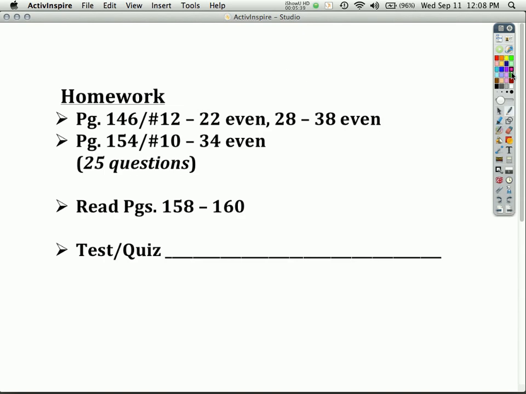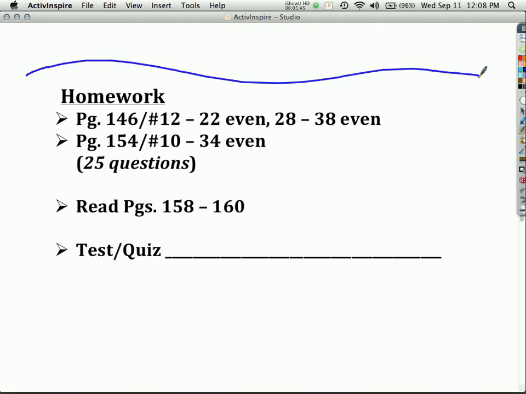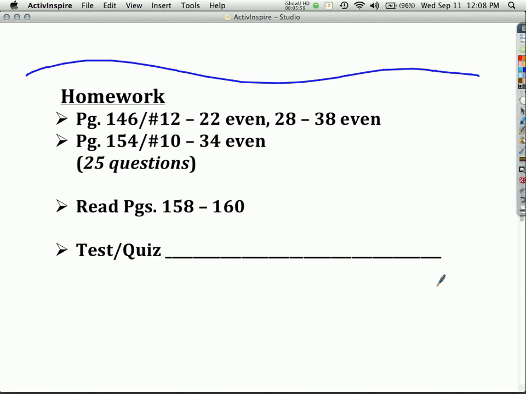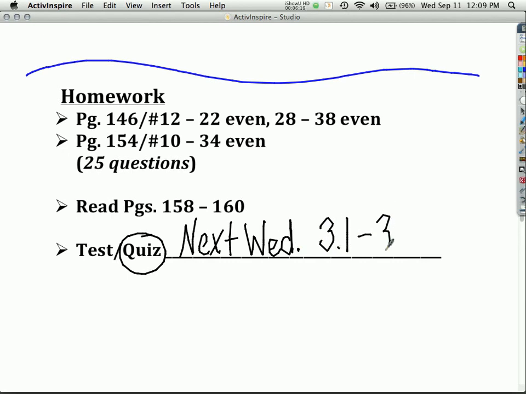Draw a line across your paper. You're going to do page 146, 12 through 22 even, and 28 to 38 even. You're going to do page 154, 10 through 34 even. That's a total of 25 questions. You must read the next section, page 158 to 160. And you will have a quiz next Wednesday, a week from today. And that will be lessons 3.1 to 3.3.